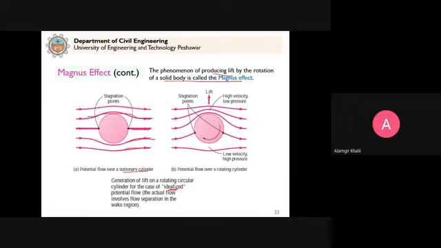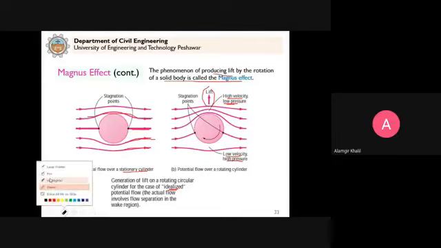When this cylinder is rotated, you can see here we have high velocity at the top because the vectors add up at the top. This will result in low pressure, and at the bottom we have low velocity and it will have a high pressure. That's why a net upward force will be developed in this case. If we have high pressure up and low pressure down, then a downward force will be generated. So it's not that it is always up. Remember this.